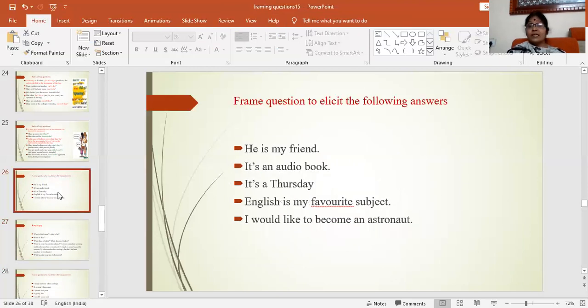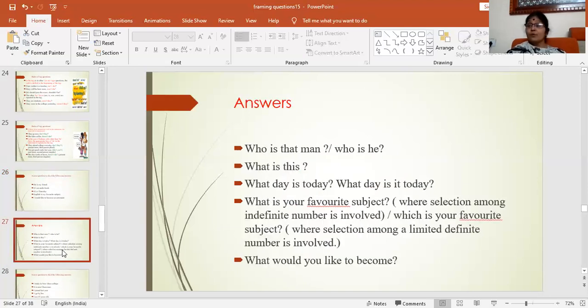Now the next answer they gave is, I would like to become an astronaut. So what was the question? What would you like to become? So this is how you should learn to frame questions. It's not as easy as said and done. Framing questions, generally, we find very difficult, and this is how we should learn how to frame a question. So what are the questions? Who is that man? Or who is he? What is this? What day is today? What day is it today? Or what is your favorite subject?